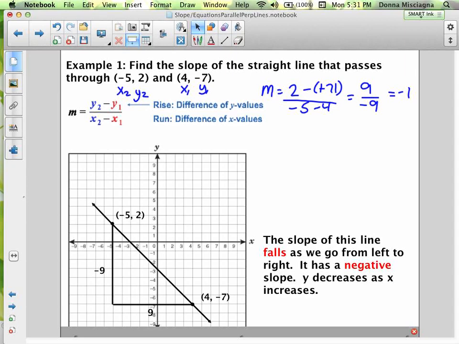And we can see from our graph that between those 2 points, our line is going down 9 and to the right 9. And so that's how we got our slope. That change in y was a negative 9, and the change in x was a positive 9. So that gives us a slope of negative 1. Okay. Let's look at another problem.